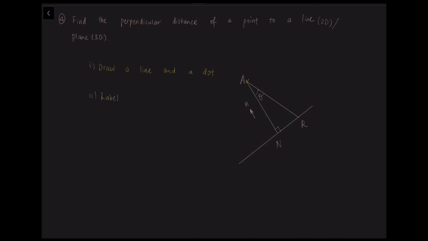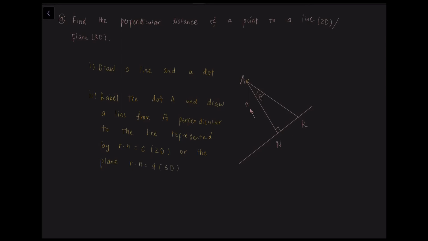So first, you draw a line and a dot. The line is either r dot n equals c in 2D, or r dot n equals d in 3D. The second step is you label the dot A and draw the line from A perpendicular to the line represented by r dot n equals c for 2D, or the plane represented by r dot n equals d in 3D. So as you can see, I've drawn it on the right hand side.